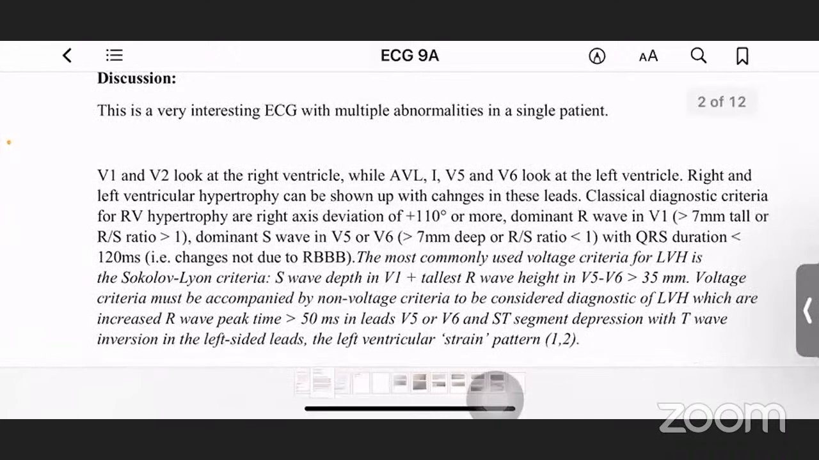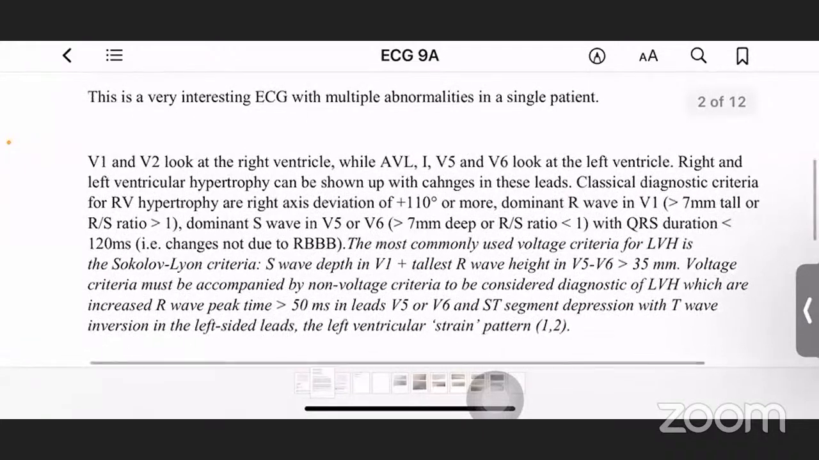One of you can read out. Doctor, I will read out. So V1 and V2 look at the right ventricle, while aVL, lead 1, V5, V6 look at the left ventricle. Right and left ventricular hypertrophy can be shown up with changes in these leads.